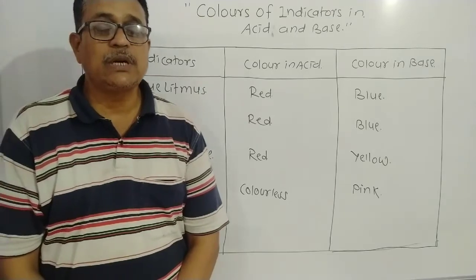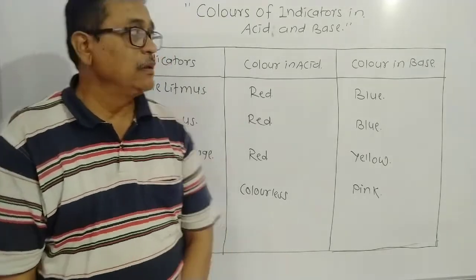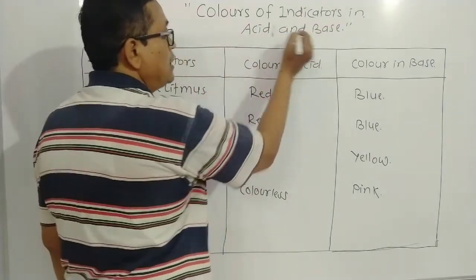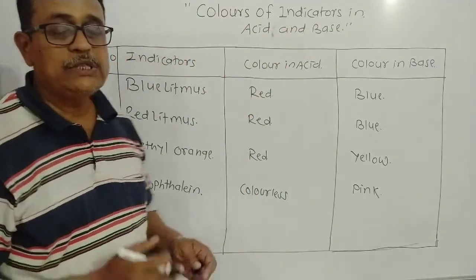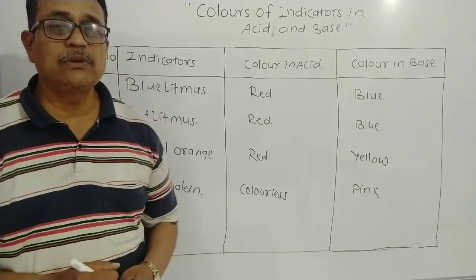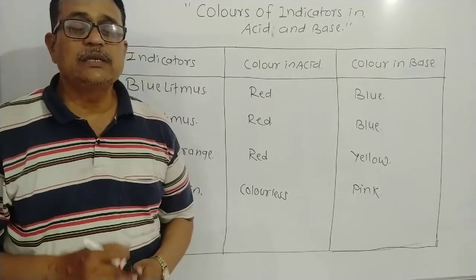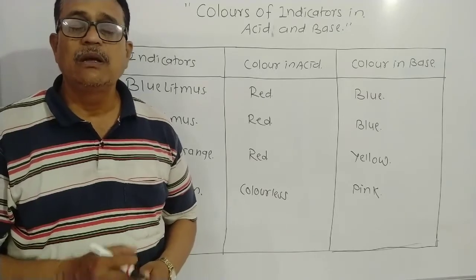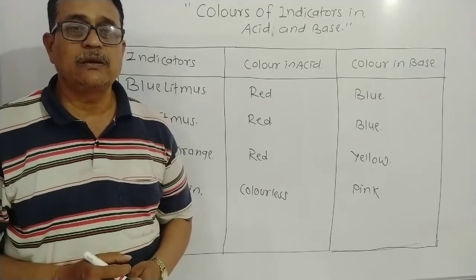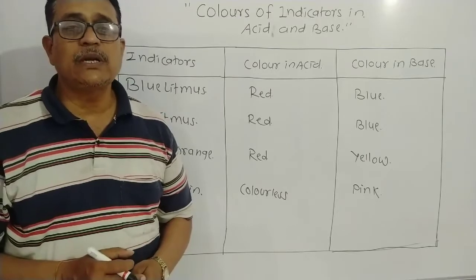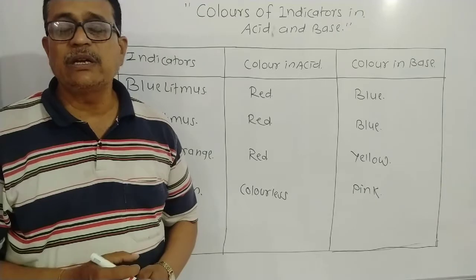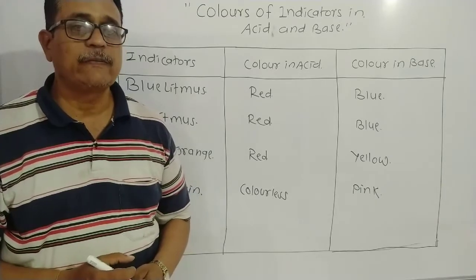Dear student, today we start one very important topic, that is colors of indicators in acid and base. In my last video lecture, we studied what an indicator is, the definition of an indicator, and the different types of indicator. We studied the different types: natural indicator, chemical or synthetic indicator, and universal indicator.